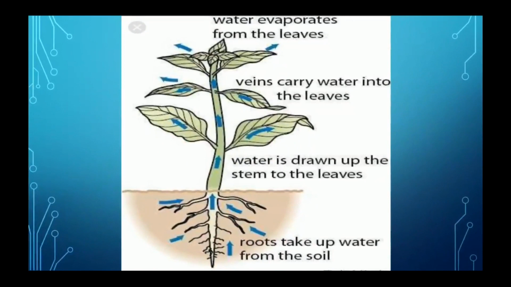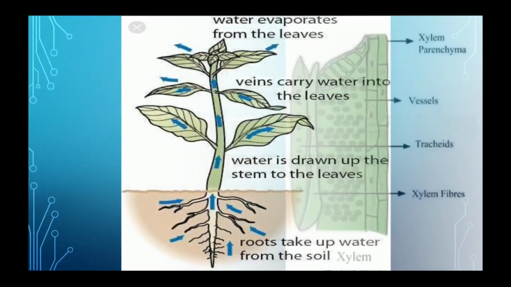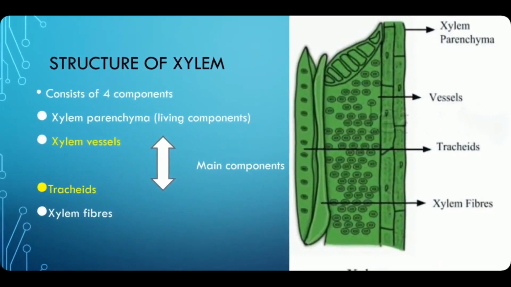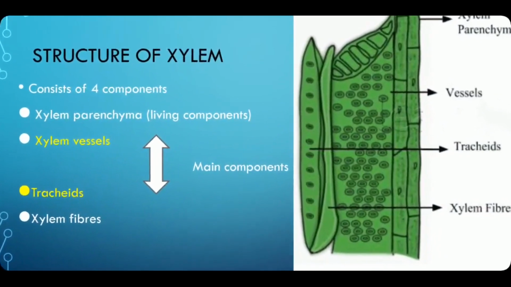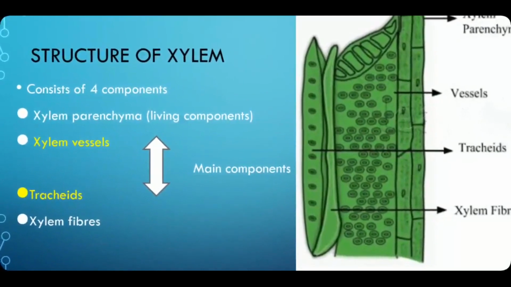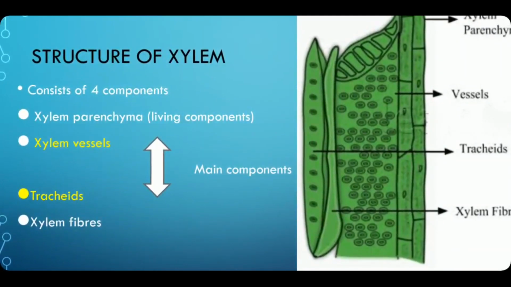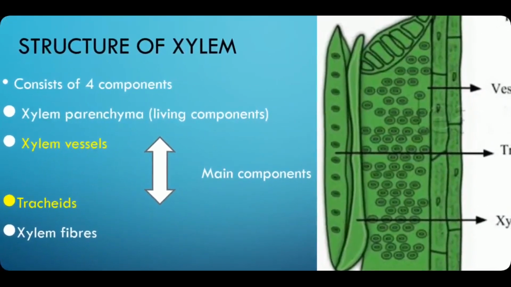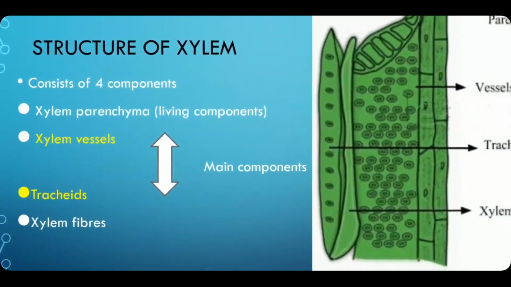So what is the role of xylem here? Xylem, as I told you, consists of conducting vessels. Let us first know the structure of xylem. Xylem is a complex tissue, not made up of a single type of cell. There are different cells involved in making the xylem tissue. It has four components, or four types of elements: xylem parenchyma, xylem vessels, tracheids, and xylem fibers.